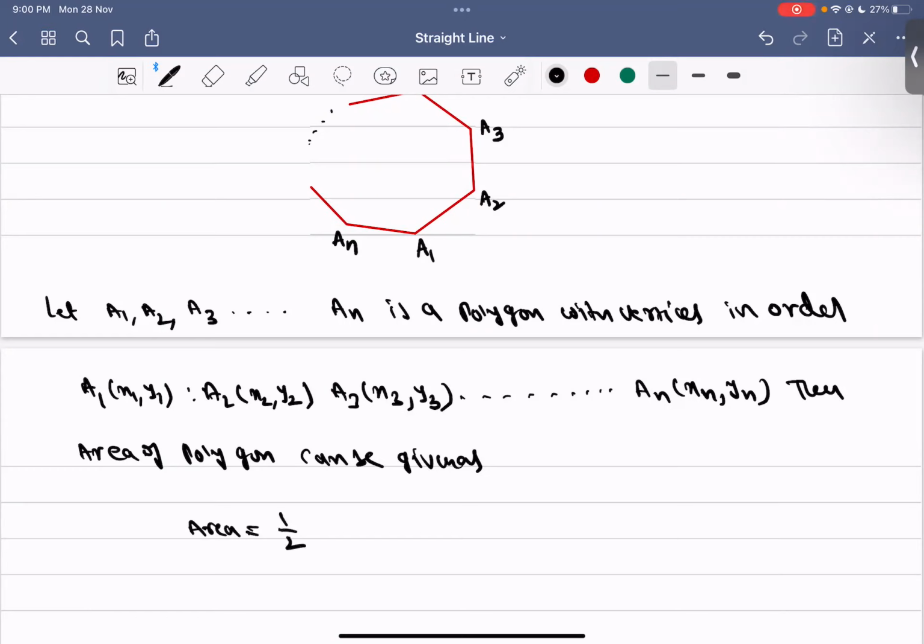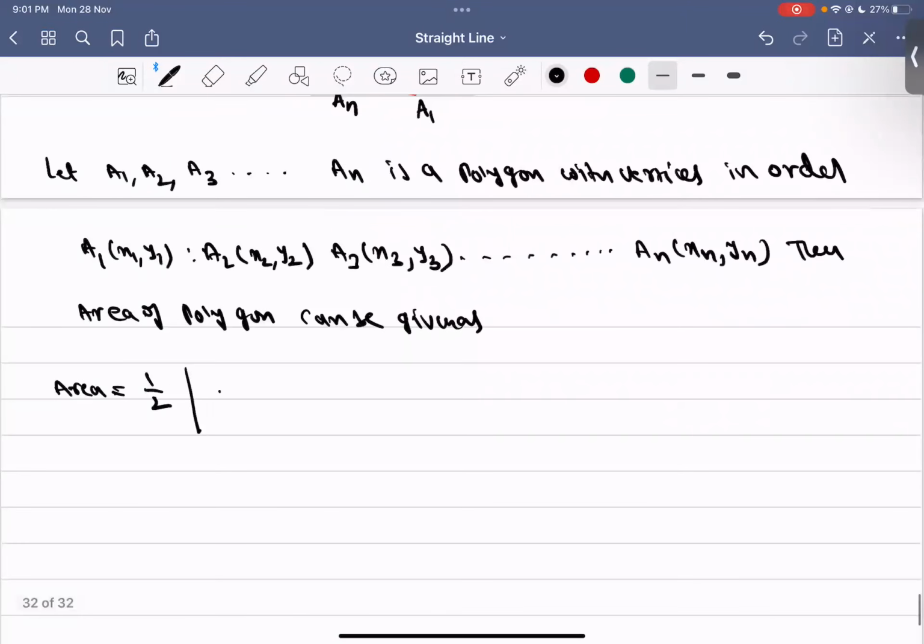area is equal to 1 by 2 times the mod of, here, x1. Now how to write this one? Similar to the area of the triangle. So what you do is first you write x1 y1, x2 y2, x3 y3, etc., and the last one is xn y n. Again you write the first one, x1 y1. Then the same process as before.